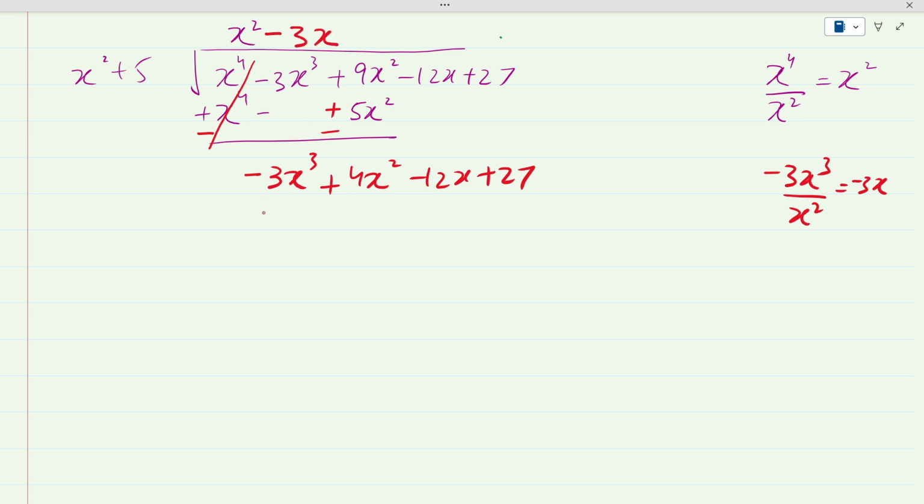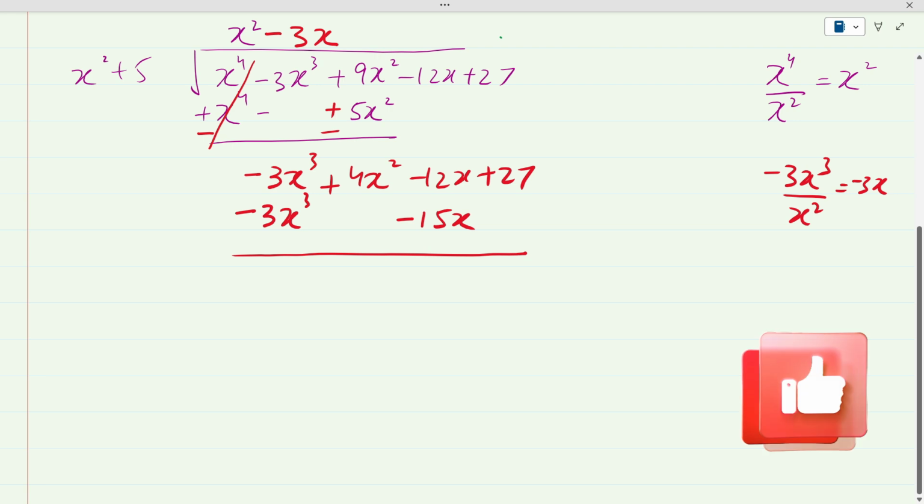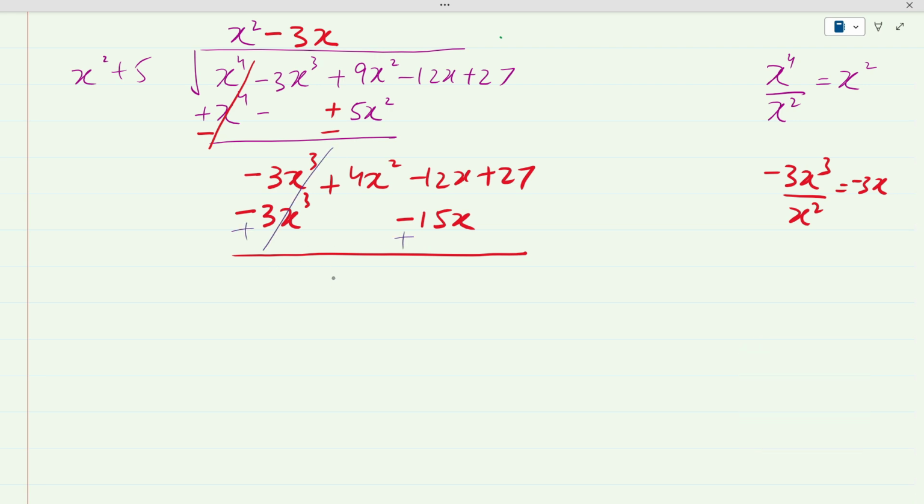Now multiply minus 3x with the divisor. So it would be 3x cubed with a negative and minus 15x. 15x again, like terms. Now we are supposed to change the signs. Let me change the color. Okay. Now plus and plus, first terms cancel out. So now again we are going to use the same procedure, that is copy the terms in descending powers. So 4x squared plus 3x plus 27.